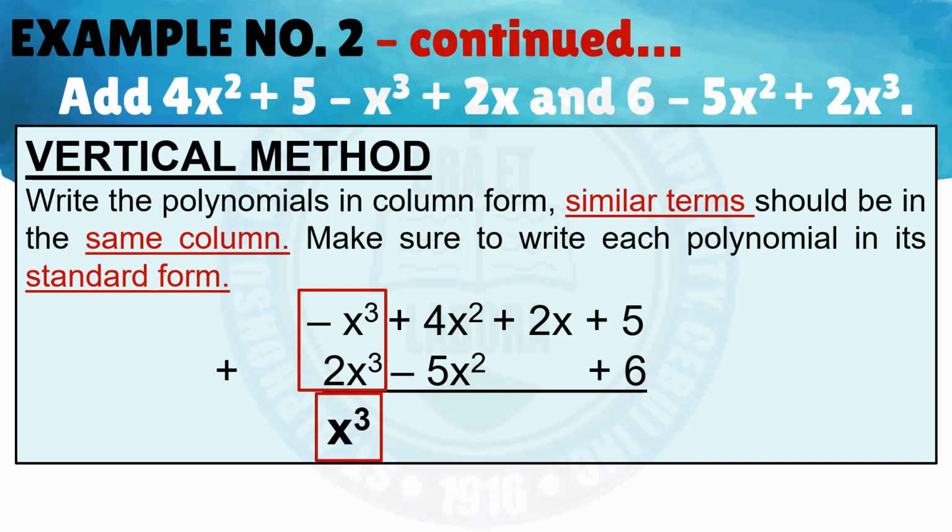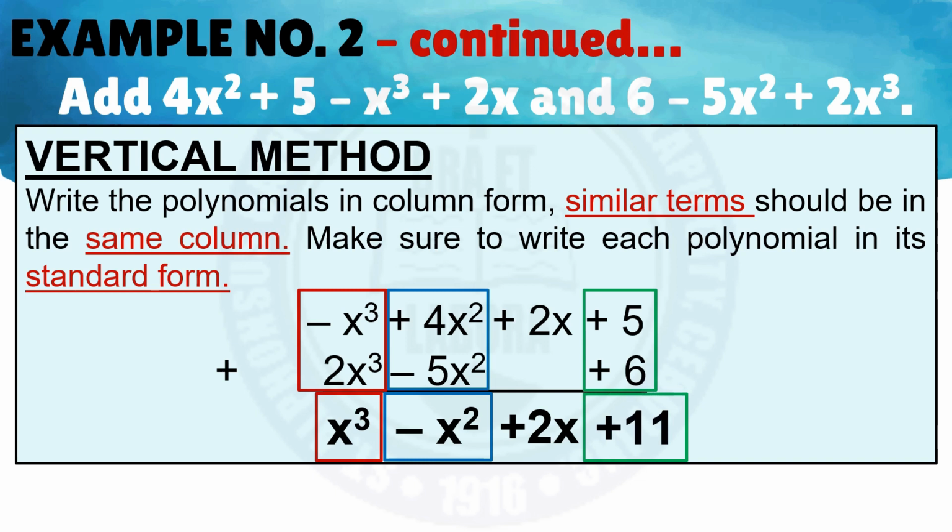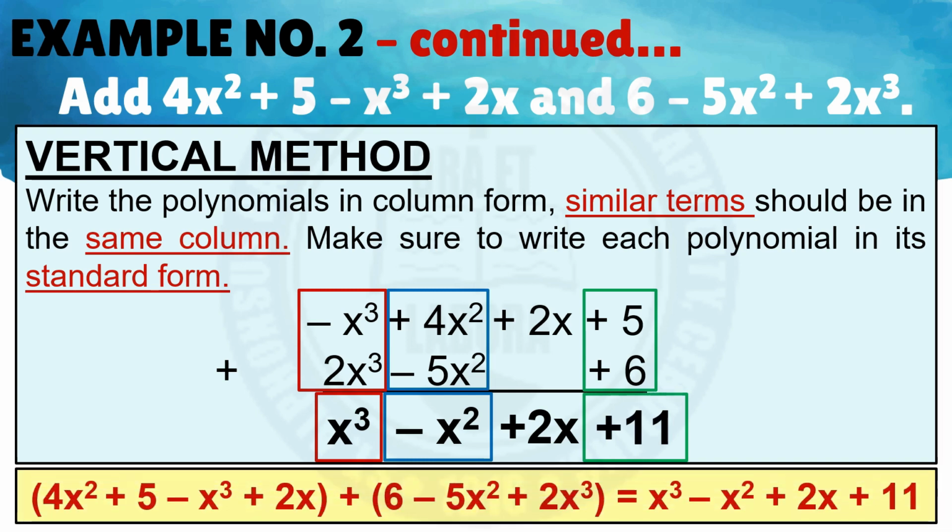4x squared plus negative 5x squared, the answer is negative x squared. So we have 2x, bring down 2x. 5 plus 6, the answer is 11. So the answer is x cubed minus x squared plus 2x plus 11.